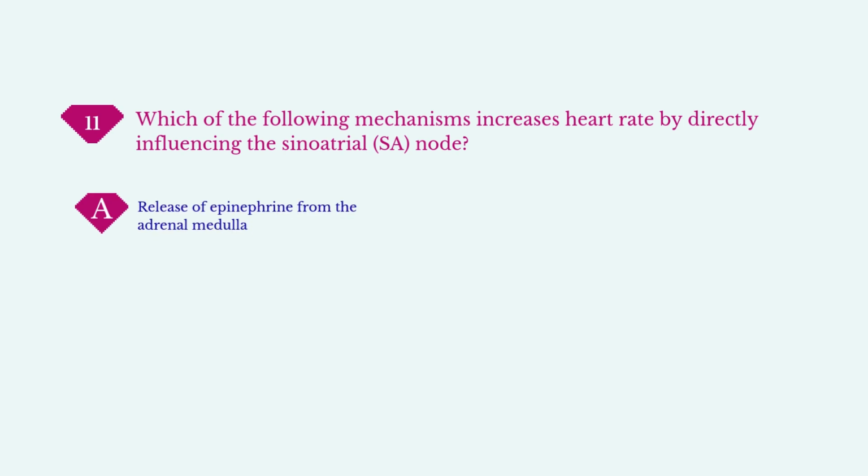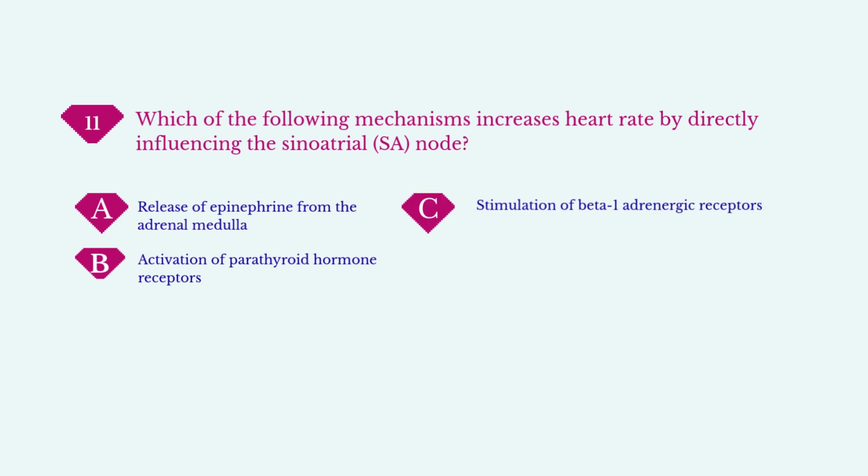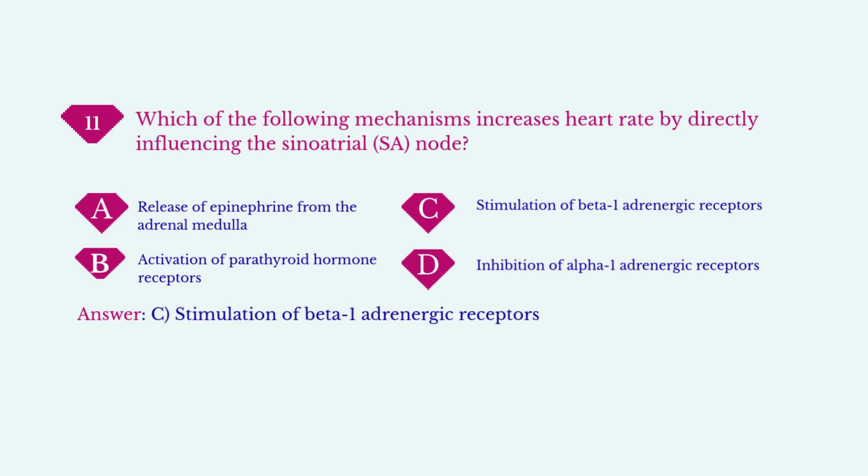Which of the following mechanisms increases heart rate by directly influencing the sinoatrial (SA) node? A. Release of epinephrine from the adrenal medulla. B. Activation of parathyroid hormone receptors. C. Stimulation of beta-1 adrenergic receptors. D. Inhibition of alpha-1 adrenergic receptors. Answer: C. Stimulation of beta-1 adrenergic receptors.